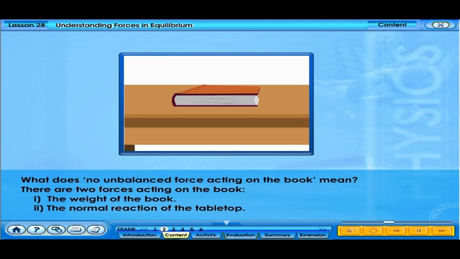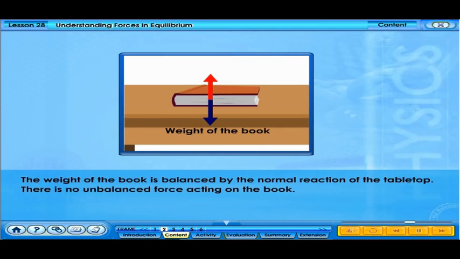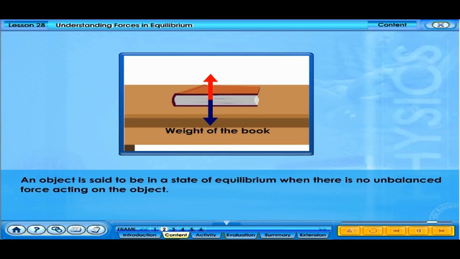There are two forces acting on the book, the weight of the book and the normal reaction of the tabletop. The weight of the book is balanced by the normal reaction of the tabletop. There is no unbalanced force acting on the book. An object is said to be in a state of equilibrium when there is no unbalanced force acting on the object.